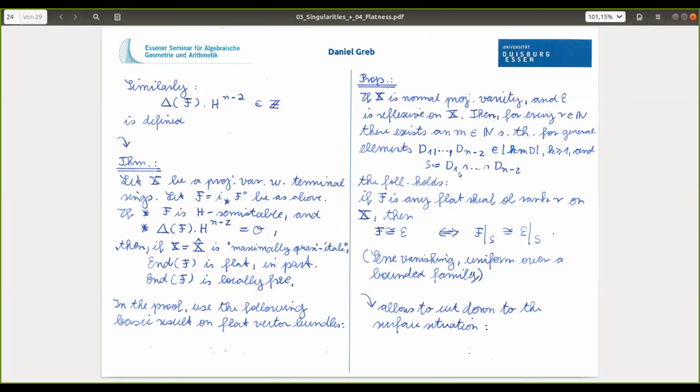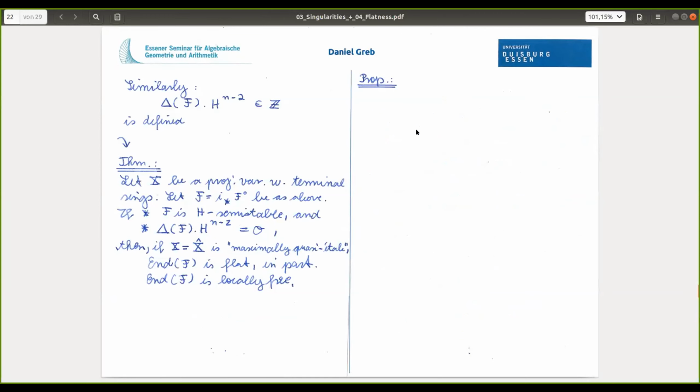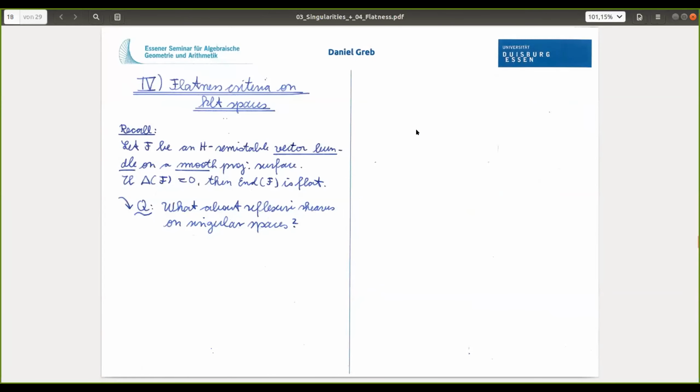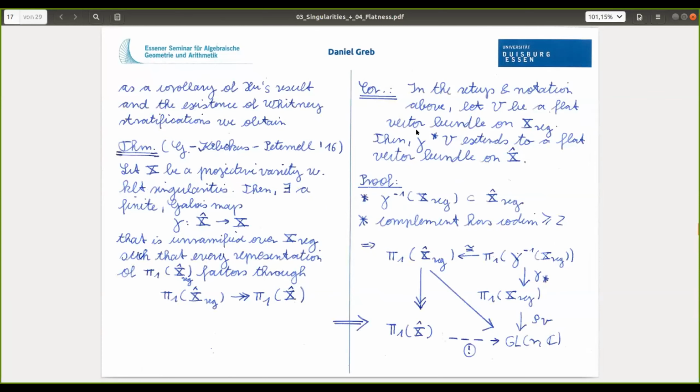And about your result with Galois covers, from the year 2016, so how complicated is the proof? So I think the main point is that you have to organize yourself along Whitney stratifications of the singular set of the variety.